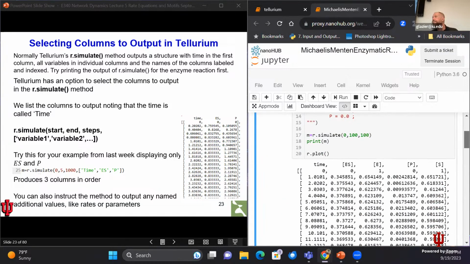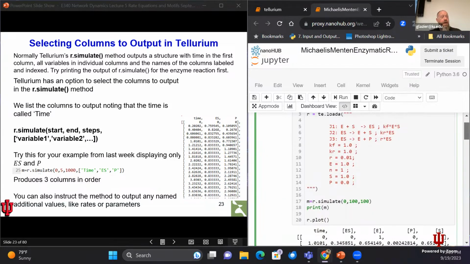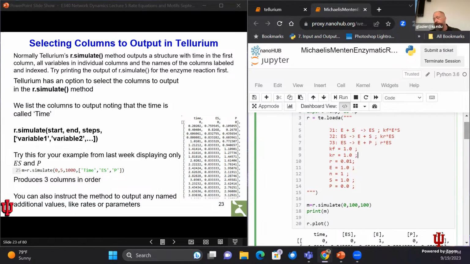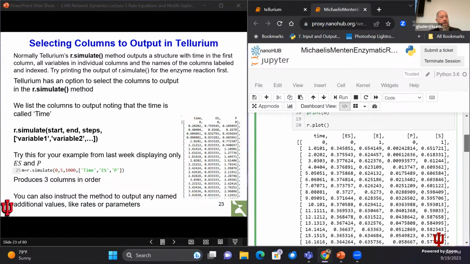Yes. So William asked, remember that I said that there's a conserved moiety, which was E plus ES should be a constant. And he asks, how do we know that E plus ES really is a constant in our numerical results? Well, one thing I could do here would be to go in and explicitly add ES and E and check that it's a constant value.